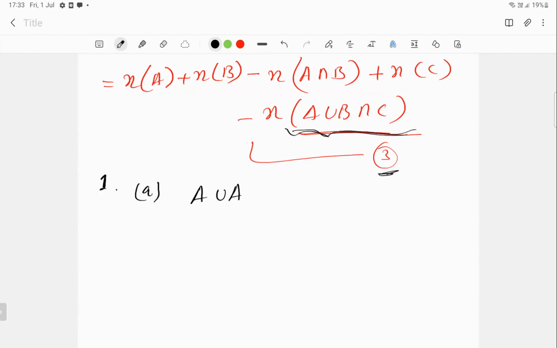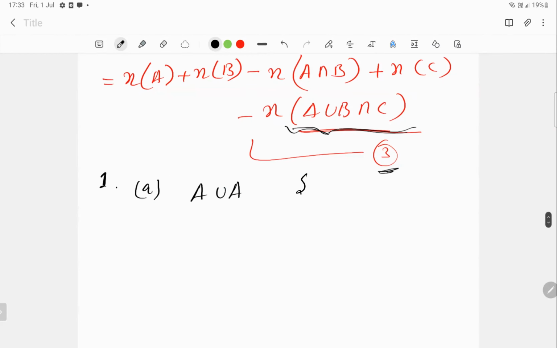Sunshine, you understood? You have to draw the Venn diagram, okay? Yes, sir. A union A. Don't worry, this is only the first problem. This is easier. In the beginning, I'm used to giving very easy problems.